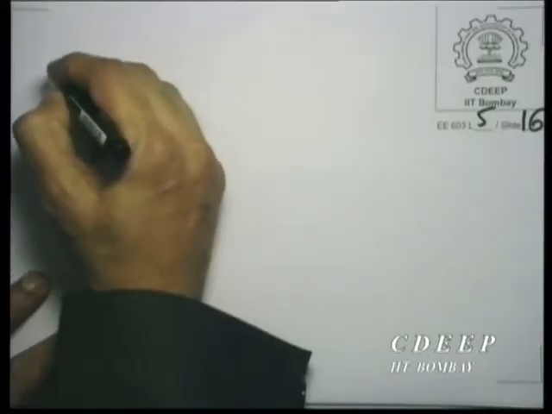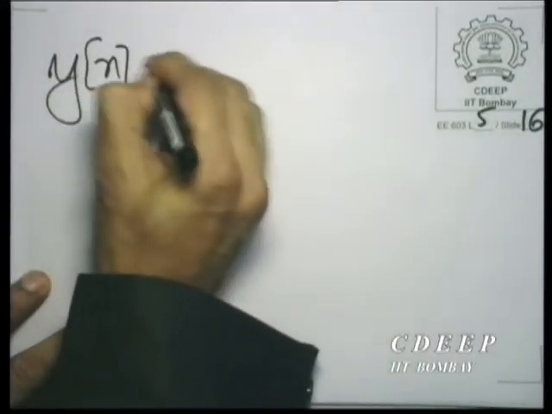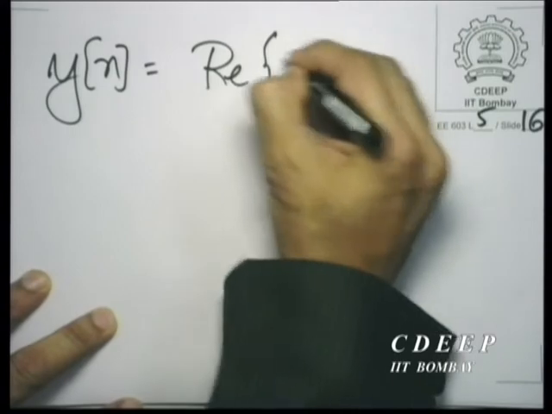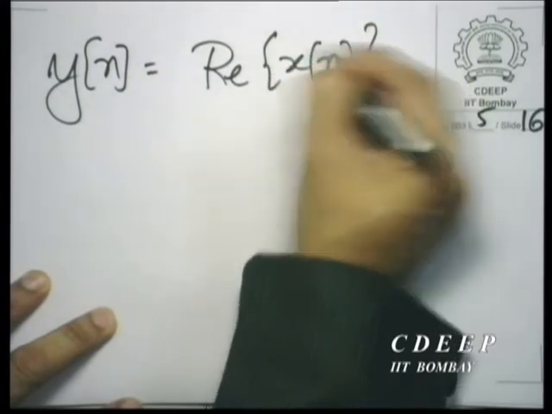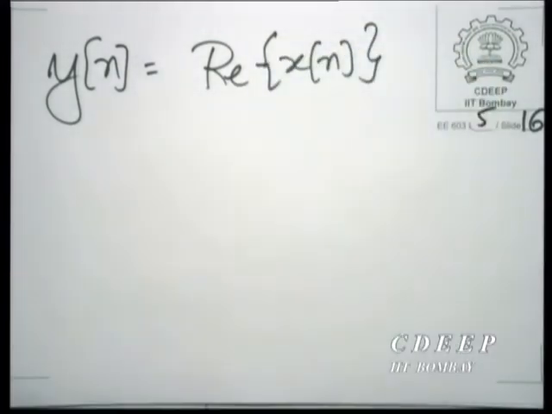Let us take the following system. y[n] is the real part of x[n]. Now remember, x[n] can in general be complex. We will show this system obeys additivity but not homogeneity.